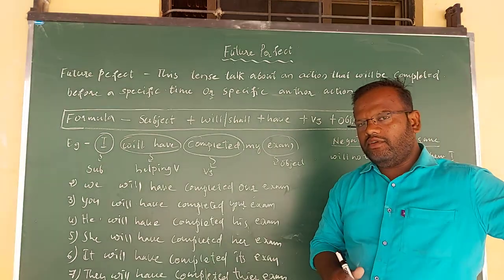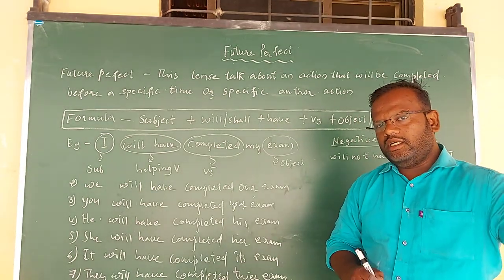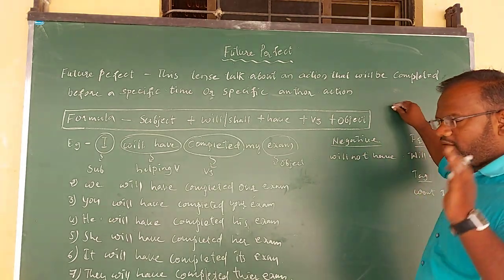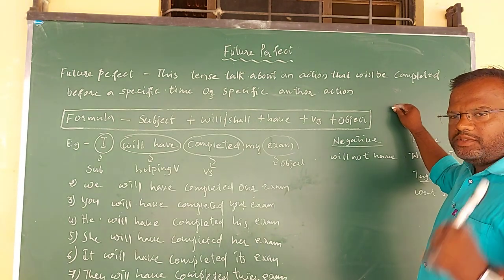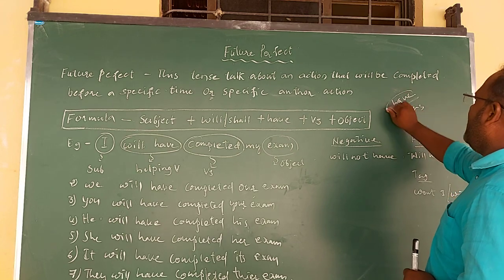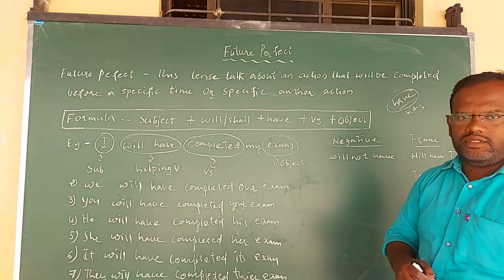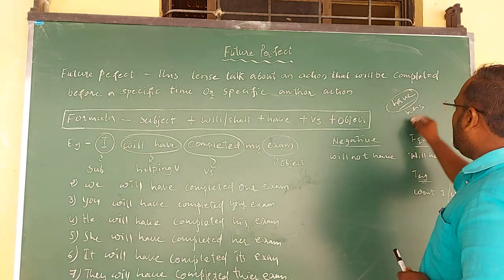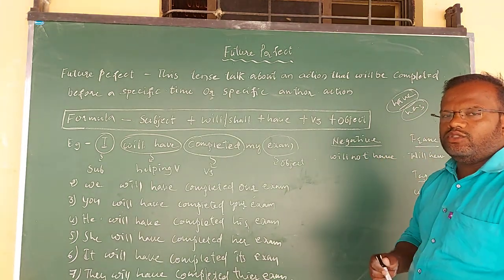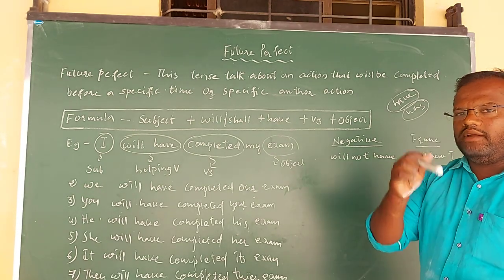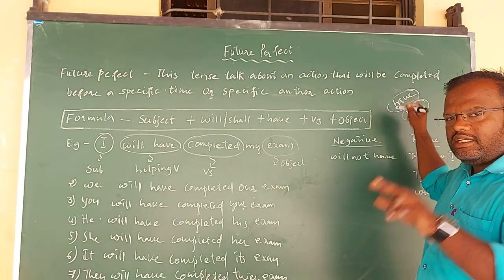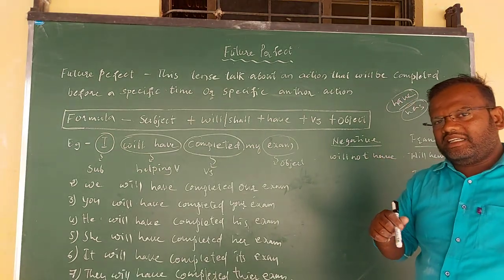When we were discussing the present perfect tense, you might have noticed that we found two helping verbs. One is have and another one is has. Have we were using for the plural forms and I. Then has we were using for the third person singular, he, she, it. These are the things we have discussed in detail in the present perfect tense.